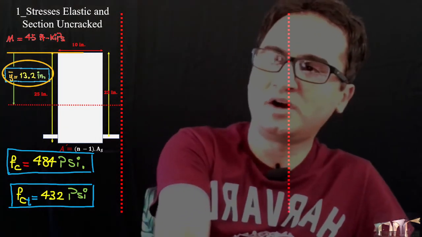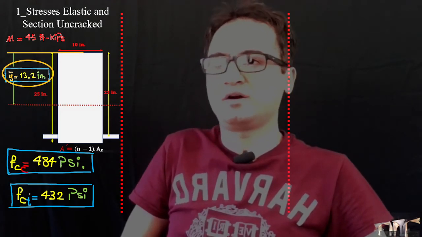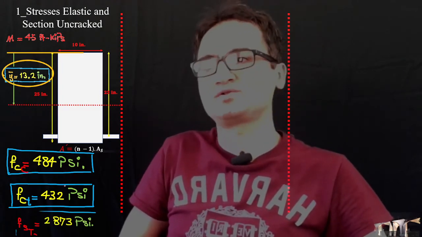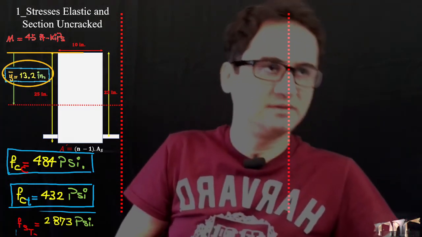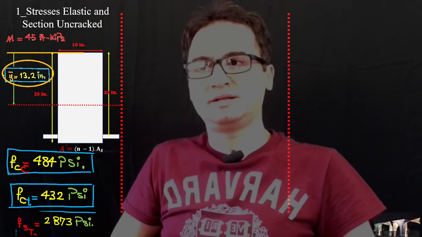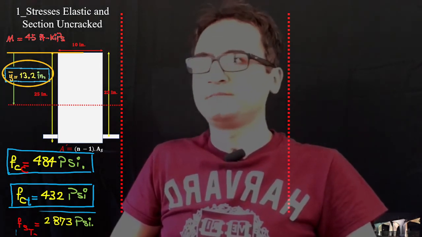So we have concrete in the compressive part and concrete in the tensile part, and also we have Fs, which is the tensile stress in the steel rebars.